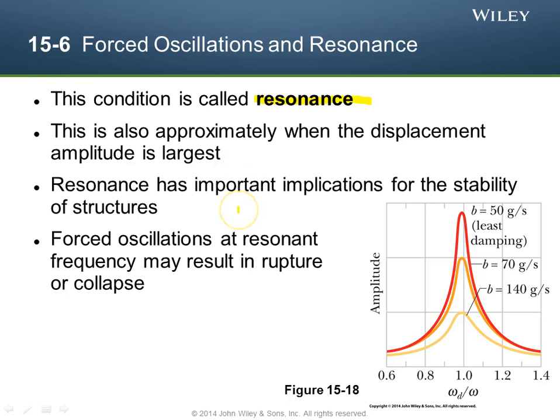Resonance has an important implication for the stability of structures. Think of resonating a crystal glass that can shatter. If the right note is sung near a piece of crystal glass, then it's going to resonate and eventually shatter. We see bridges collapse because of resonance if we don't support them the right way. Everything has its own resonance frequency, and if we match that, it can be destructive because it can be driven into essentially approaching an infinite type of force. And so forced oscillations at resonant frequencies may result in some sort of rupture or collapse.